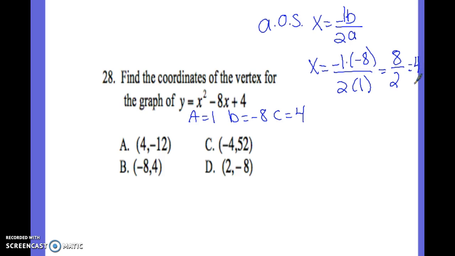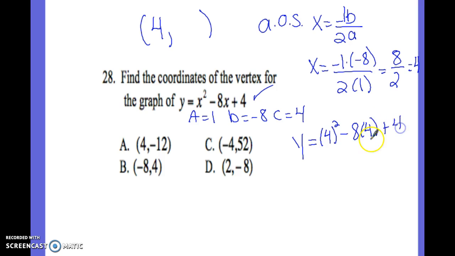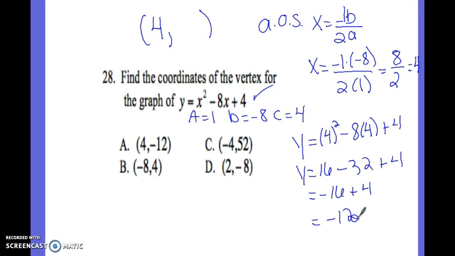So in your vertex, you know that it's going to be 4, comma, y. To find your y, you have to sub it in to your original quadratic. So you get y equals 4 squared minus 8 times 4 plus 4. So y equals 16 minus 32 plus 4, which is negative 16 plus 4, which equals negative 12. So you get 4, negative 12, which is A.